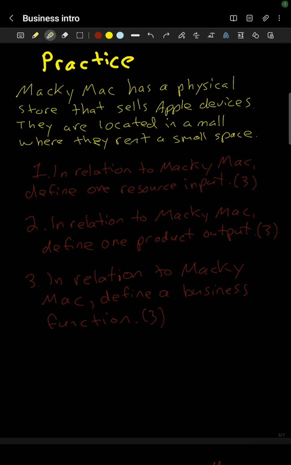Generally speaking, IB questions on the exam are based on a prompt. And here we have a prompt in yellow. Mackie Mac has a physical store that sells Apple devices. They are located in a mall where they rent a small space. So that is your prompt, and your answers should be based on the prompt. Question 1: in relation to Mackie Mac, define one resource input, 3 marks. Question 2: define one product output, 3 marks. Question 3: define a business function, 3 marks.